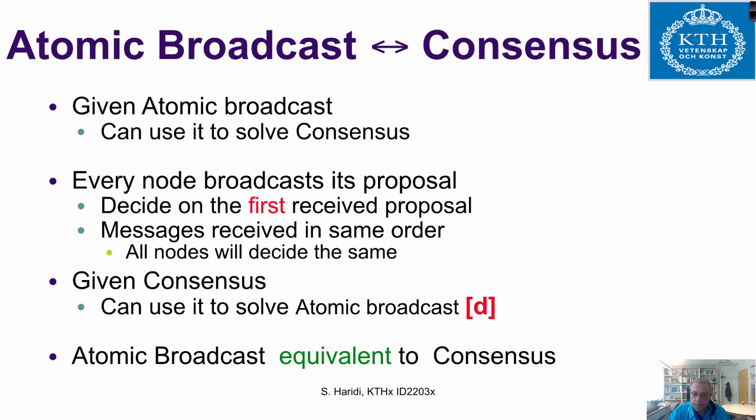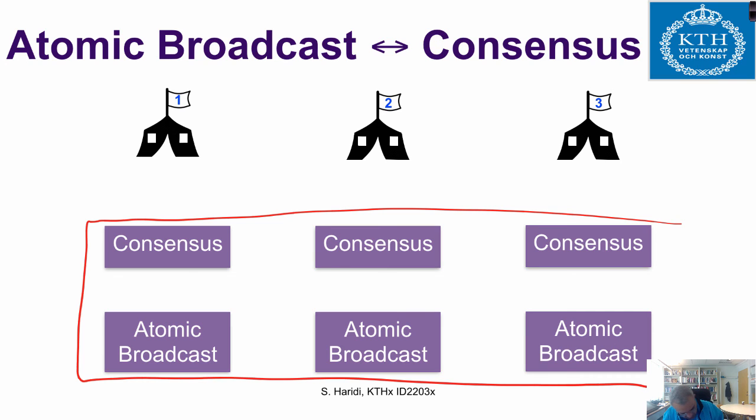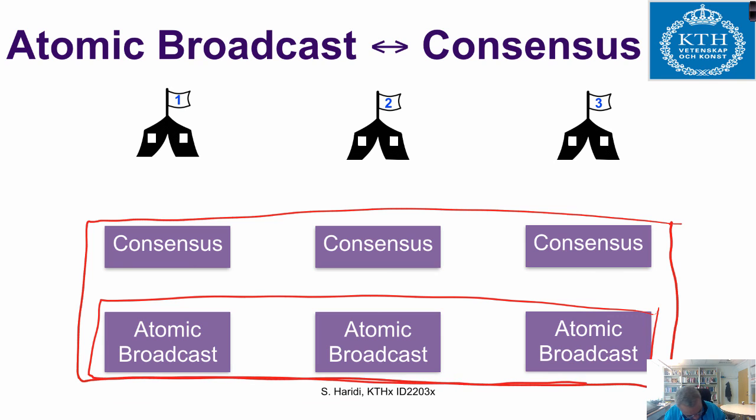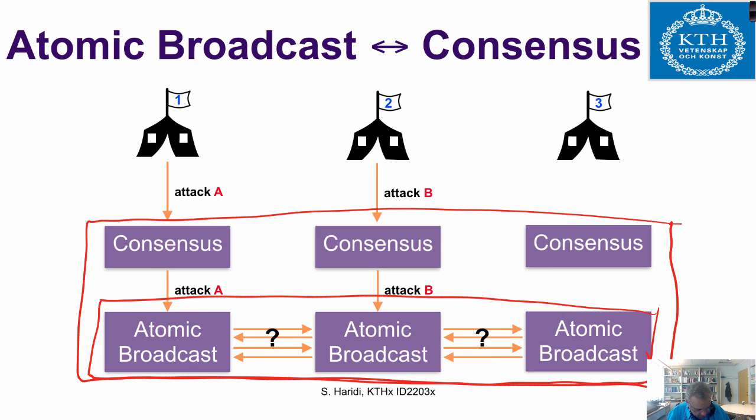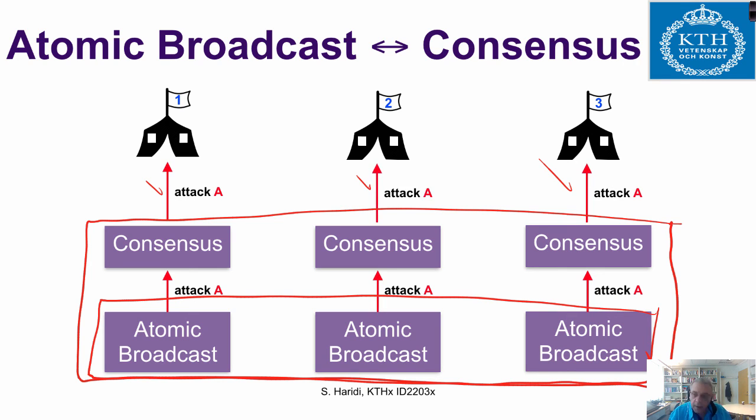Very good. Here is just an illustration of this, where we want to implement a consensus using an atomic broadcast abstraction. Basically you can see here they send different proposals, and these proposals go to the atomic broadcast abstraction, where they will be ordered and everything will be received in the same order, and therefore they can decide.